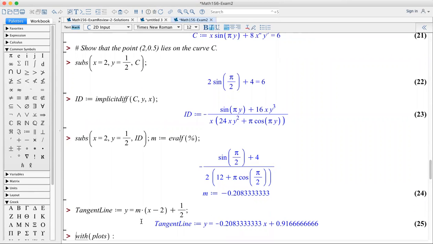Once you know the slope of the tangent line to a curve at a point, you know the tangent line. This is just the point slope formula: m times x minus 2, plus a half. So this is the tangent line.